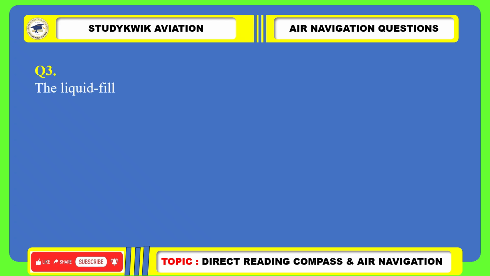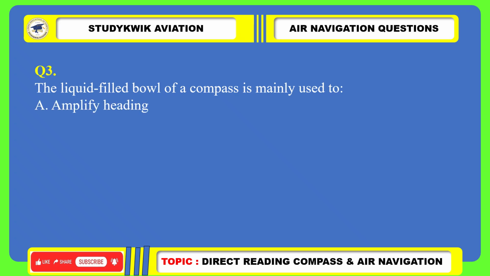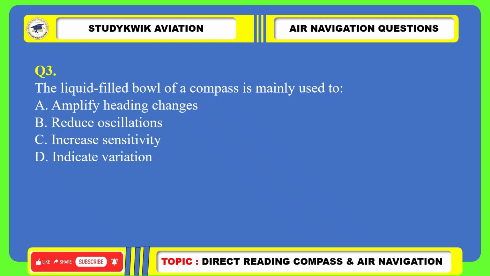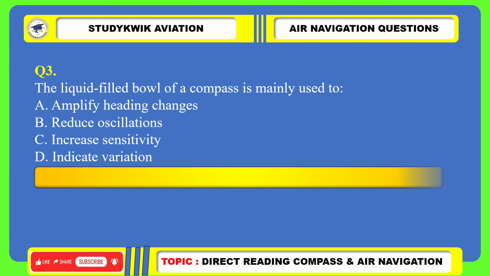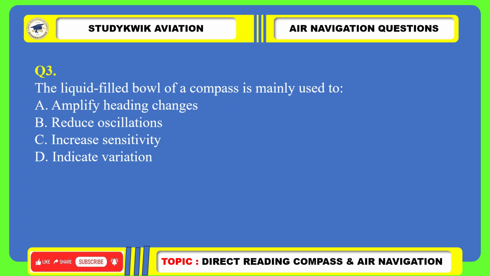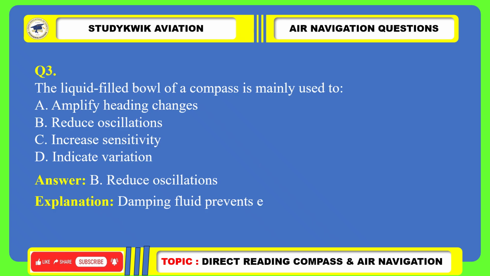Question 3. The liquid-filled ball of a compass is mainly used to amplify heading changes, reduce oscillations, increase sensitivity, indicate variation. The correct answer is B. Reduce oscillations. Damping fluid prevents erratic needle movement in turbulence.